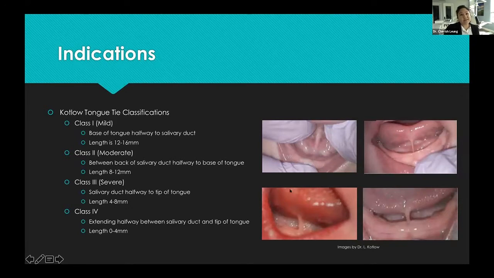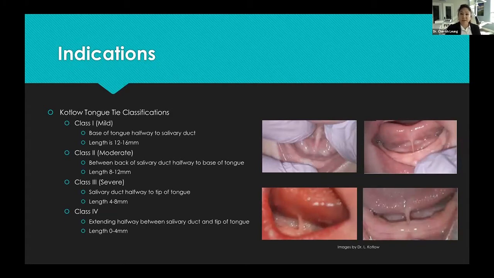Class 3 here is a severe tie. So you will find that you end up treating a lot of these, and you'll find that it's very, very short. Maybe it's moved more anterior now. It's very strong, sometimes very fibrous. You can see it's a little thicker here in this photo. And when you lift the tongue, you're not able to lift it, maybe even halfway. It's very, very tight. Sometimes it can cause discomfort.